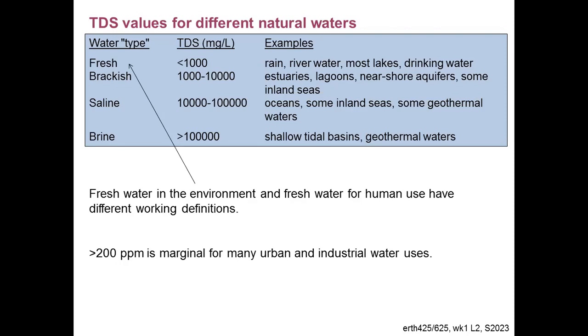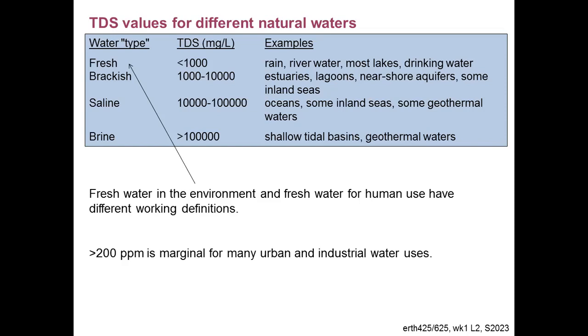So what we call fresh water has anything less than 1,000 milligrams per liter, or 1 gram per liter, if you want to think about it like that. We call brackish anything between 1,000 and 10,000 milligrams per liter. Saline or salt water between 10,000 and 100,000. And remember, the example I just gave you for average seawater in these units would be 34,000. And there's something called brines, which are saltier than 100,000.